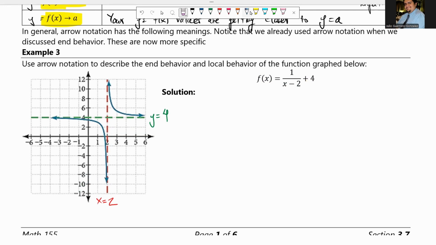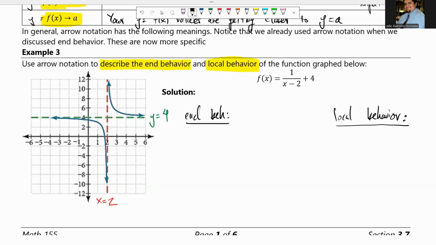Now, this is going to be the very first section where we're going to be describing end behavior and describing local behavior. So I'm going to split those up. This is going to be end behavior, and over here, I'm going to do local.